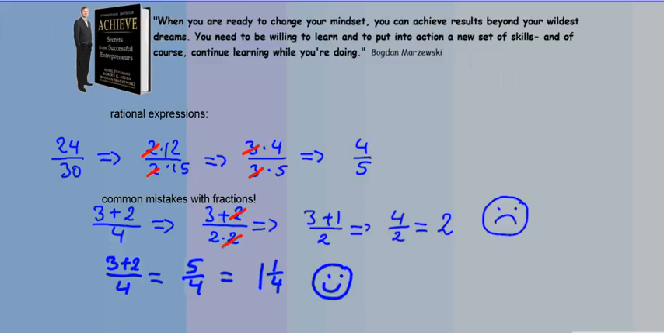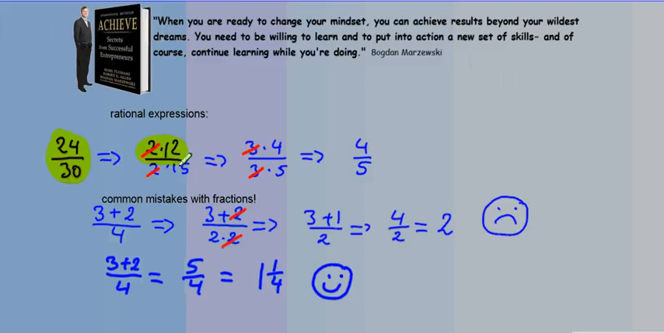So let's backtrack a little bit and recall rational numbers. Look at this fraction, 24 over 30. This is an example of rational numbers, so two numbers divided together. Rational expressions would have a very similar appearance. Further down, working with rational numbers, we always want to simplify.